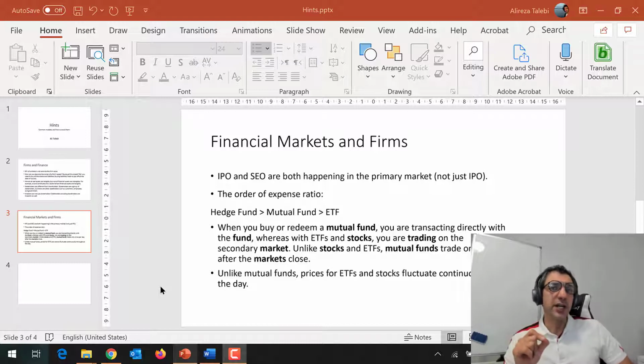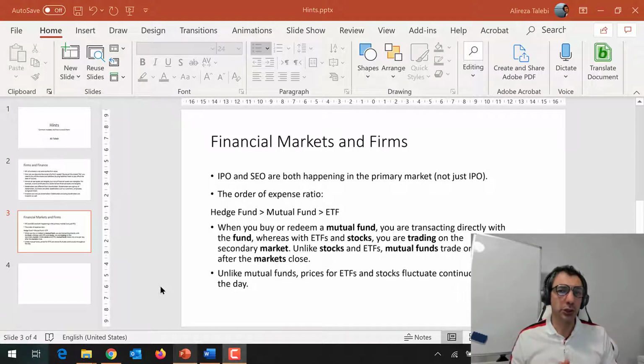However, the common mistake here is usually primary market is highly associated with IPO. To some degree that is correct, but it's not totally true. IPO is actually part of the primary market. Another portion of this market is SEO or seasoned equity offering. So if companies are asking for additional funds, this is still happening in primary market, which is called SEO.